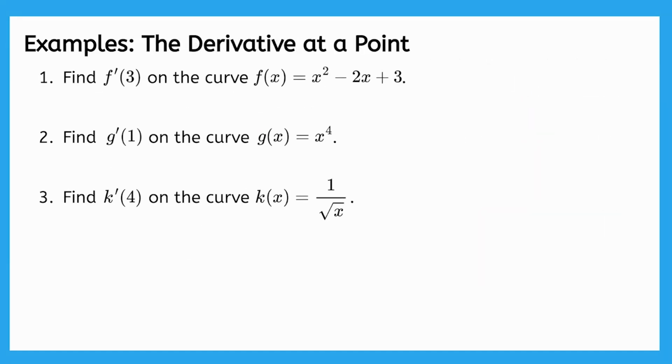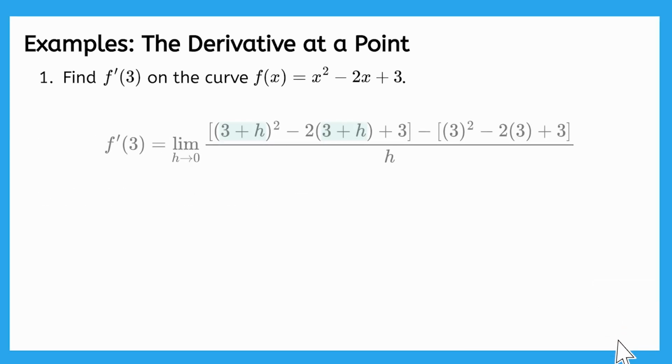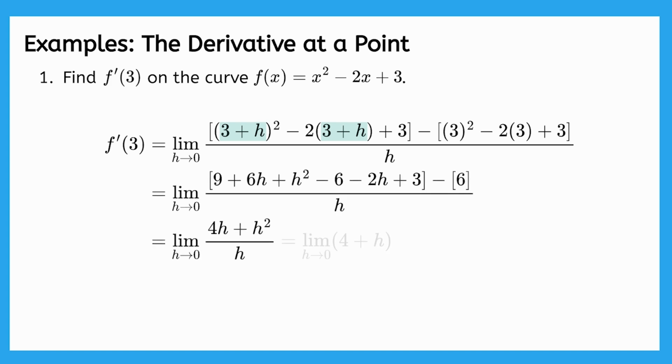Try it yourself. Try working out these derivatives on your own, then come back for the answers. Let's check out how you did. For number 1, the function has 2 x's, so make sure to substitute 3 plus h in both of those spots. Then we simplify down to just h's, let the h's cancel, and use direct substitution. The derivative of f at 3 is 4, meaning the function has a slope of 4 when x is 3.